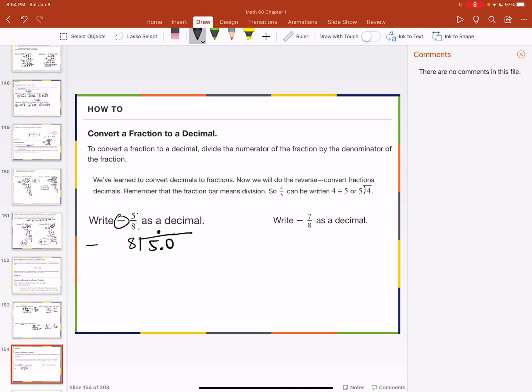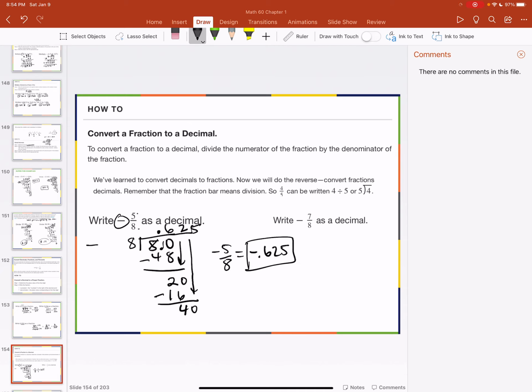We add a 0. 8 goes into 50. 6 times 8 is 48. Okay, subtract. This is going to be 2. Bring down another 0. 8 goes into 20. How many times? It goes into 20 at least 2 times, right? So then that gives me 16. Subtract, bring down another 0. 8 goes into 40 5 times. So this is negative 5/8 is equal to negative 0.625. Okay.